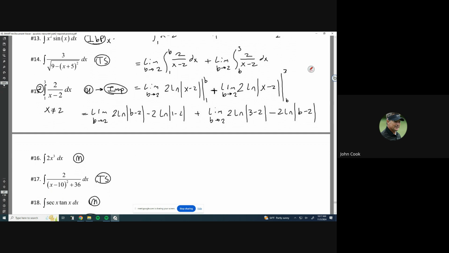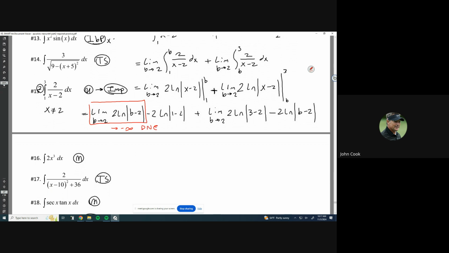Okay, so now let's start evaluating these limits. I'm just going to evaluate this first one here with b going to 2. So this is what I get. If I evaluate this, then I get 2 natural log absolute value of 0. And that's bad news, right? Because the absolute value of 0 is going to be infinity. So this thing goes to negative infinity, and that means it's a DNE situation.